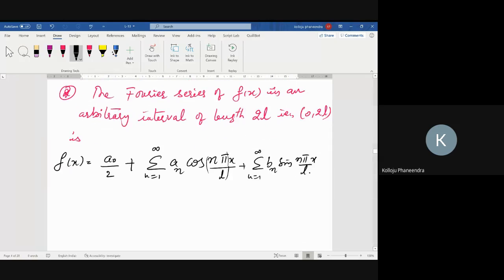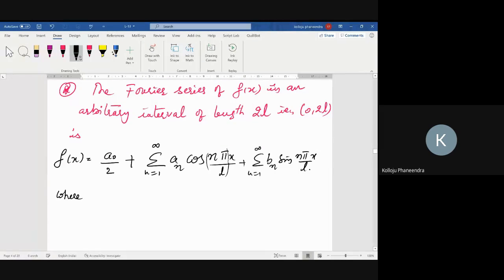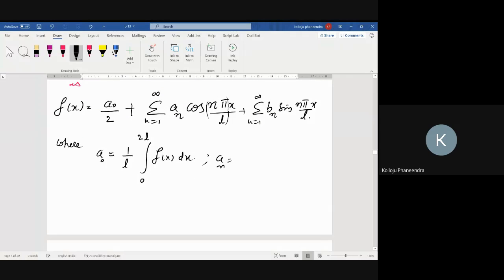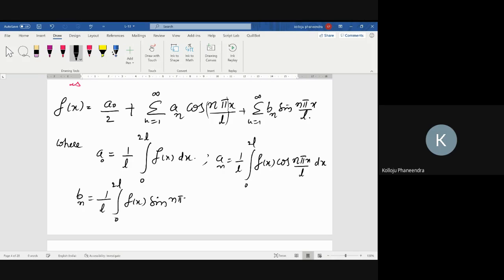This is the Fourier series formula in an arbitrary interval, where a0 is 1 by L, integral over 0 to 2L of f of x dx. This is the a0 formula. And the an formula is 1 by L, integral 0 to 2L, f of x into cos n pi x by L, in place of nx previously. And the bn formula is 1 by L, integral 0 to 2L, f of x into sine n pi x by L dx. This is the structure of the Fourier series in an arbitrary interval.